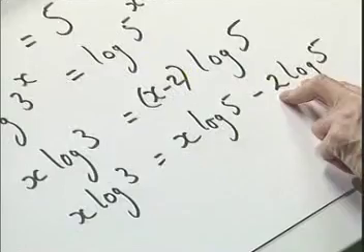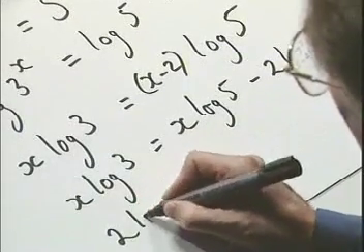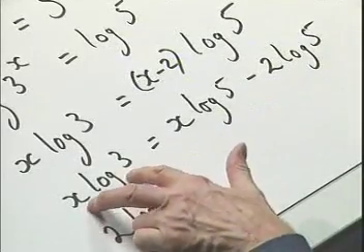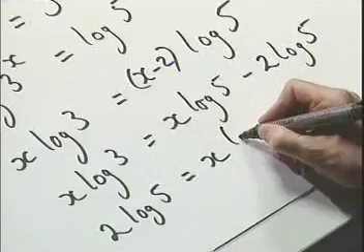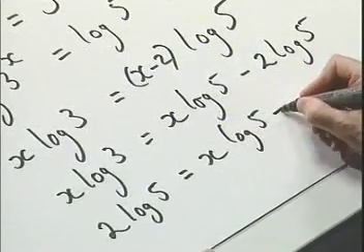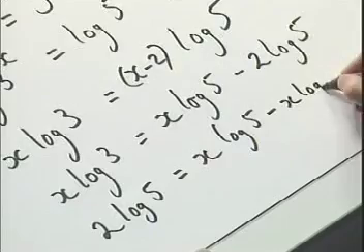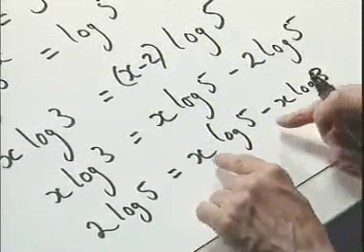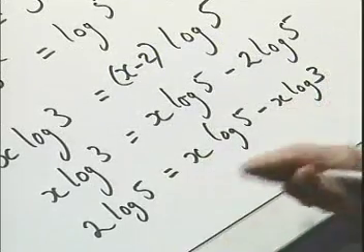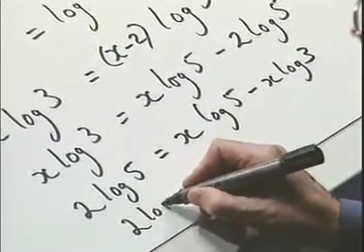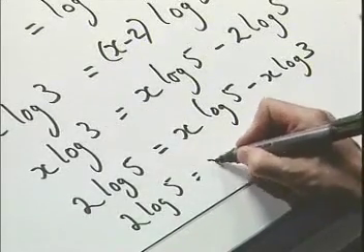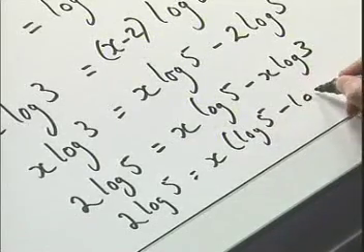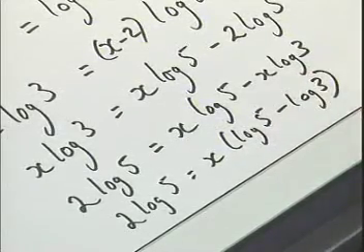So we're going to add this to both sides, which will give me 2 log 5. And I'm going to take this away from both sides. So x log 5 minus x log 3. I've got all my x's together here, so I'm going to take x out as a common factor. 2 log 5 is x times log 5 minus log 3, and close the bracket.